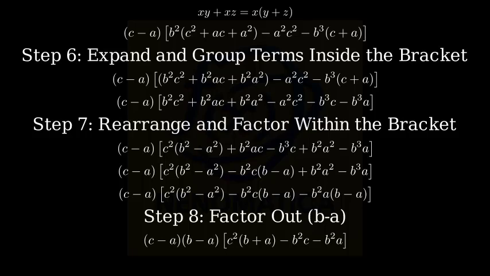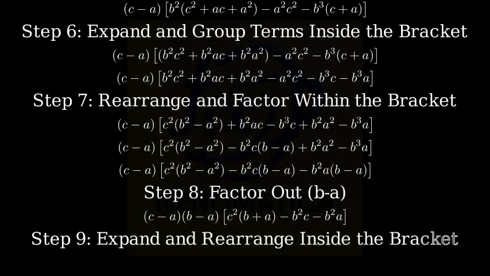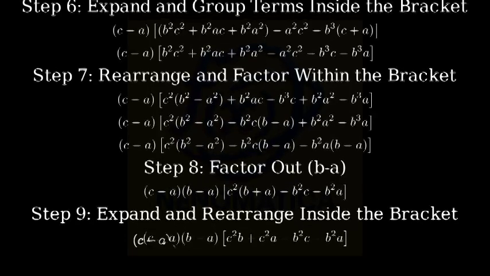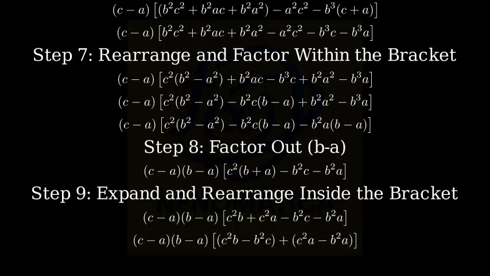Let's expand the remaining expressions to identify more patterns. We have c squared b plus c squared a minus b squared c minus b squared a. We can rearrange this as quantity c squared b minus b squared c plus quantity c squared a minus b squared a. Now we can factor each group inside the bracket.